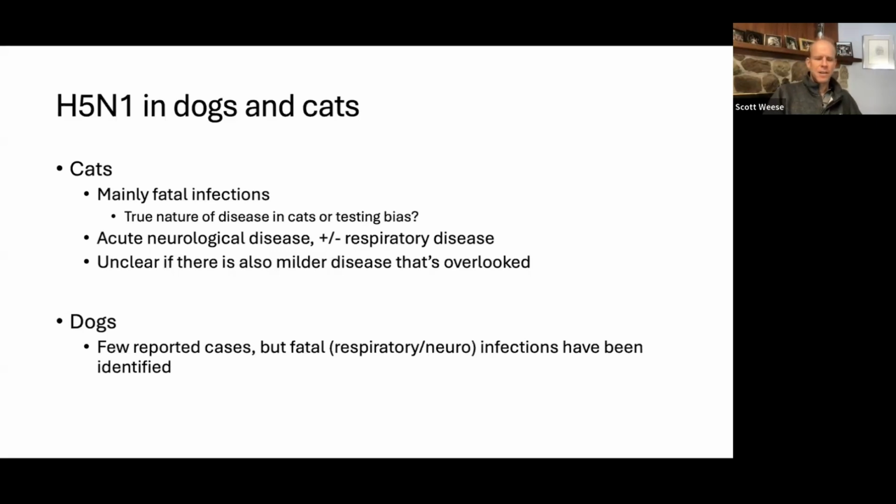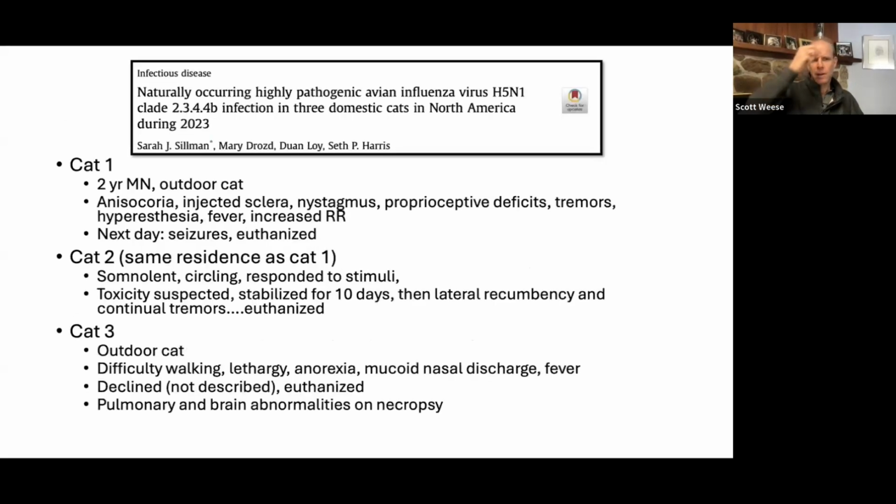Dogs, probably a fairly similar scenario, but much less common. There are few reported cases. Fatal infections have been identified, and I'll show one from Ontario shortly. Just to give you an example of some of the presentations, this is one of the earlier reports out of the US. Three cats, and the take home is neurologic disease. It can be a key part of this.